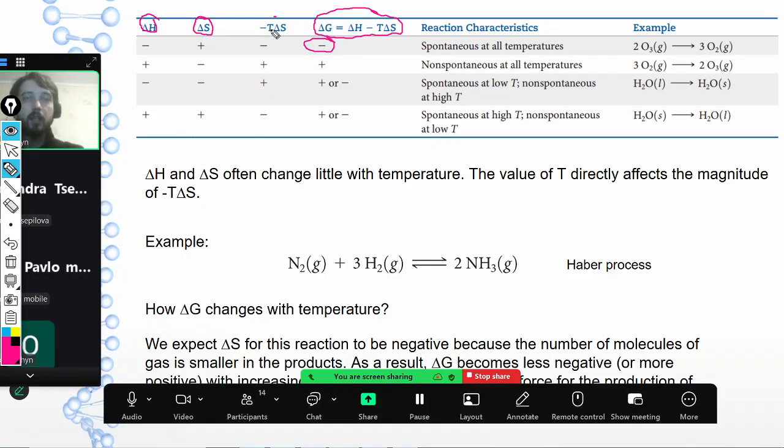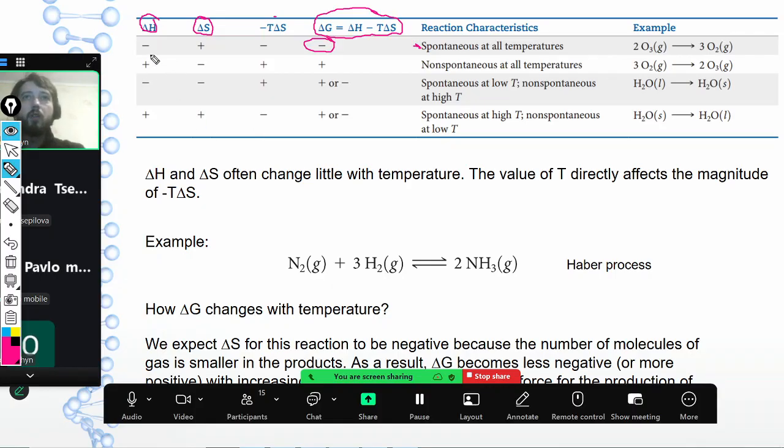Why? Because T is the temperature in Kelvin, so this is always a positive number. It is multiplied by delta S, which is positive in this case. So you always get T delta S positive. With the minus, it will always be negative. And you have delta H that is negative, so together it is always negative. What does negative mean? The reaction is spontaneous in the forward direction. So independent of the temperature, you get a reaction that is spontaneous, whatever the temperature. And here's an example: O3 transforms into O2.